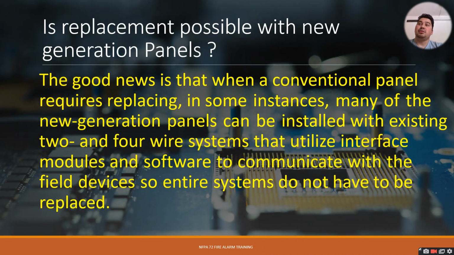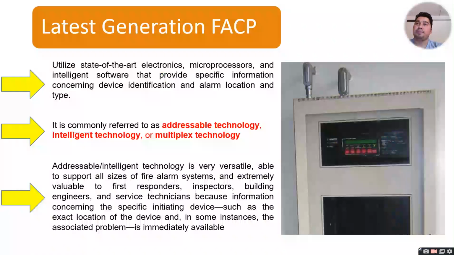When a conventional panel requires replacing, in some instances many of the new generation panels can be installed with the existing 2 and 4 wire systems and utilize interface modules and software to communicate with the field devices, so the entire system does not have to be replaced. So you don't have to replace all the devices, only the FSCP. New generation panels can be installed with existing 2 and 4 wire systems that you can utilize also.